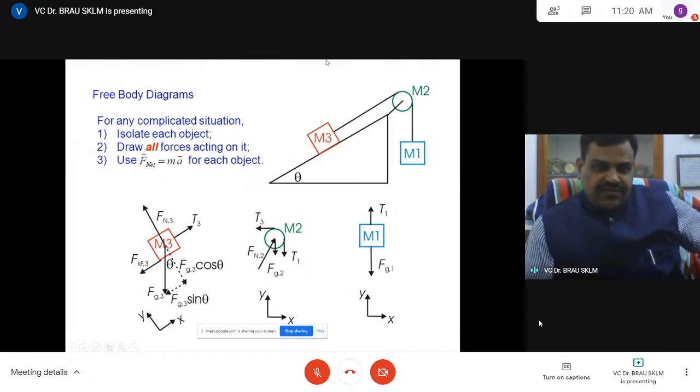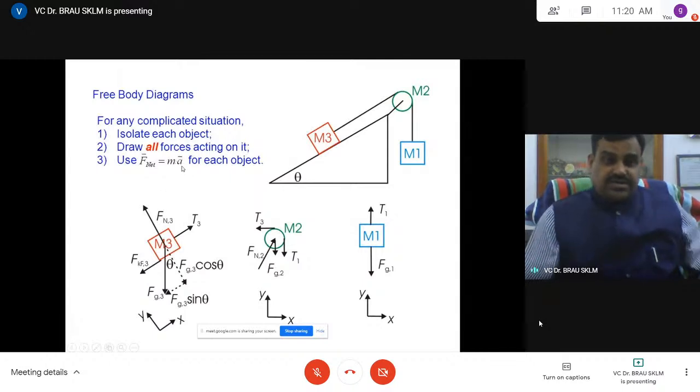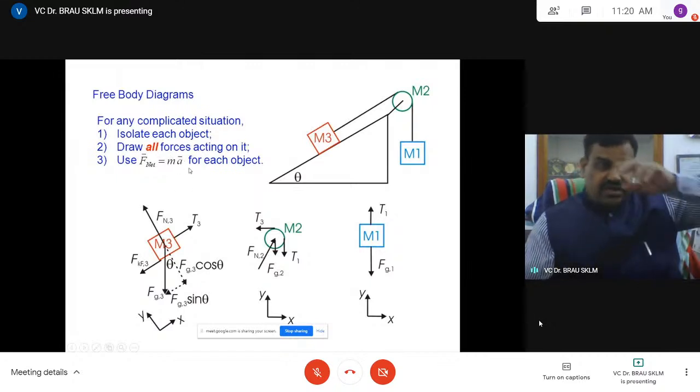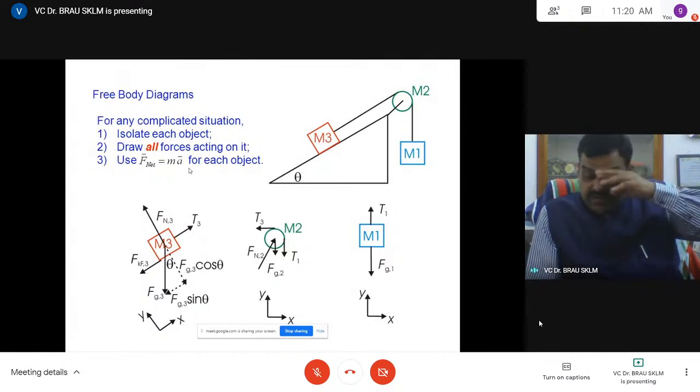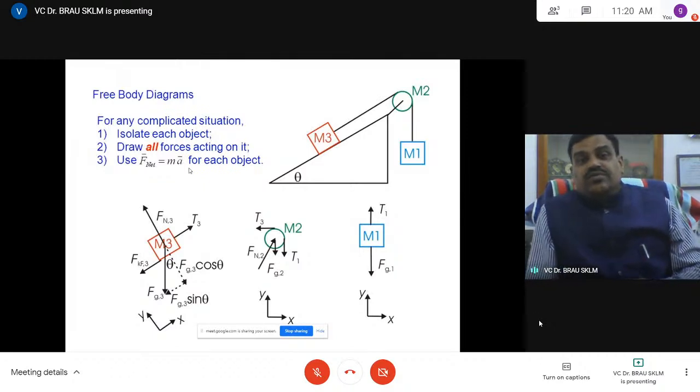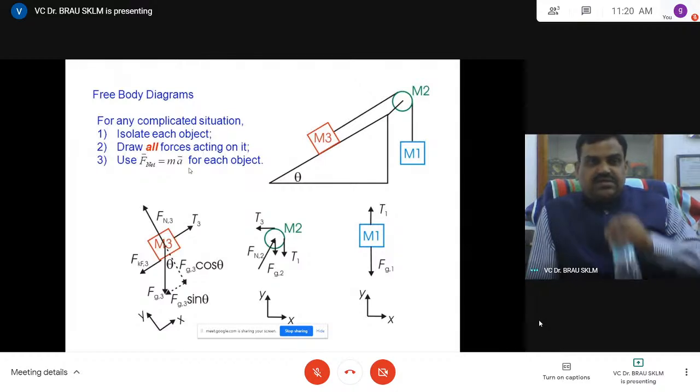If it is static or if it is dynamic, the net force is equal to mass into acceleration along the plane, and mass into acceleration perpendicular to the plane. And in the dynamic case, if you are considering friction, this will come into the picture. When we are discussing dynamics, we will discuss in detail, but in the static condition, ma is 0 because it is either a state of rest or uniform motion, constant velocity.